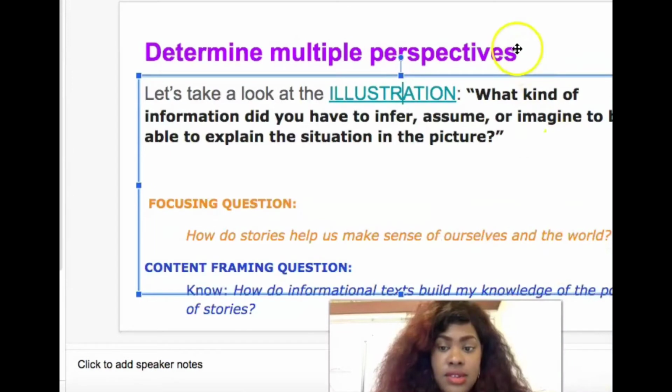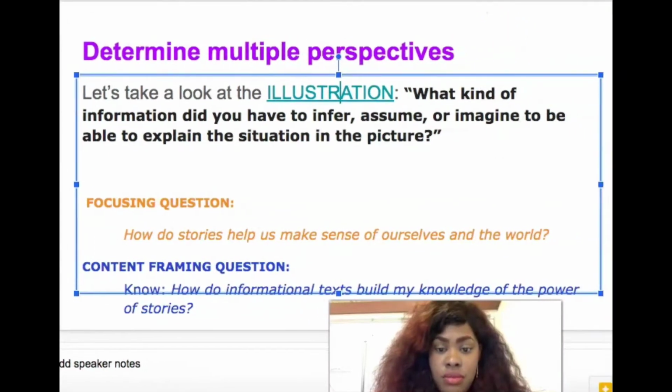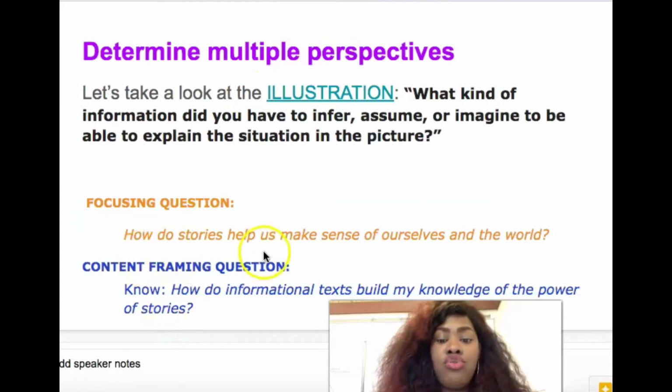So let's go ahead and continue on with our lesson. Our focusing question for this lesson is, how do stories help us make sense of ourselves and the world? And remember, we've been talking about this question for the last few lessons. Today we are in our know stage of our content framing question. How do informational texts build my knowledge of the power of stories?